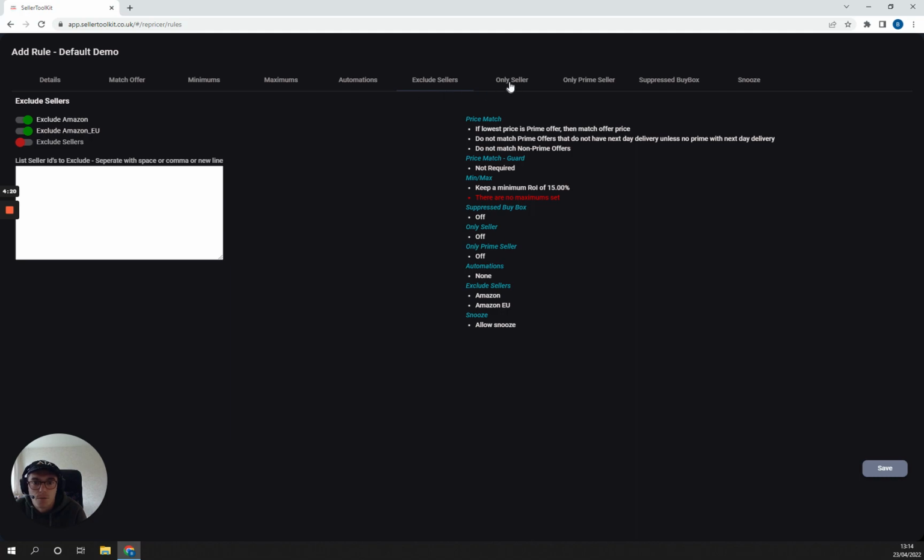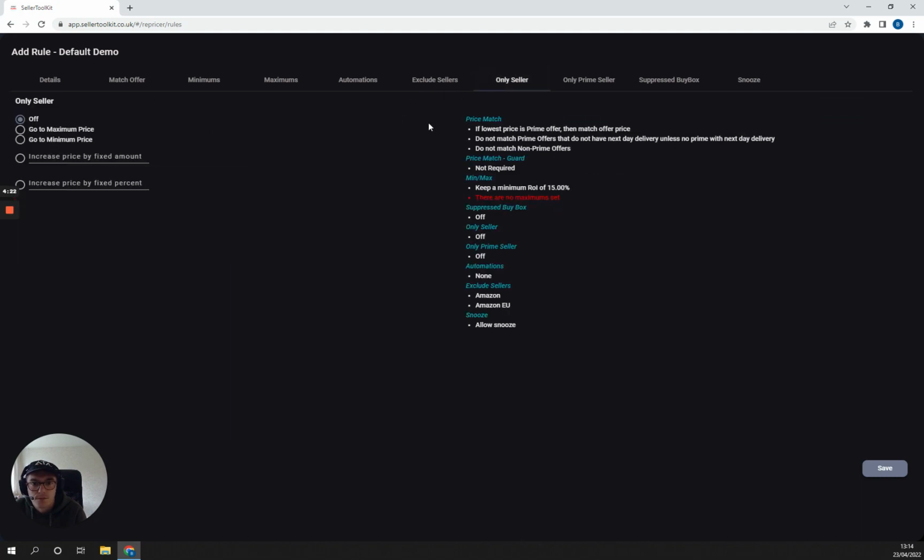And then we come on to only seller. So this is when you're the only seller on the listing, which is obviously a brilliant position to be in. So yeah, you'll generally want to increase your price here. So I just go increase by 5%. I did try 20% initially, but then literally everything would just get deactivated due to high pricing error. So yeah, I just do 5% now. But yeah, 10 will probably be okay as well.